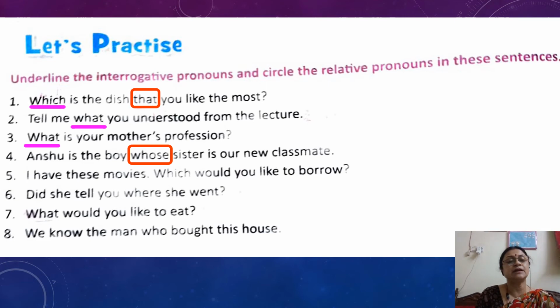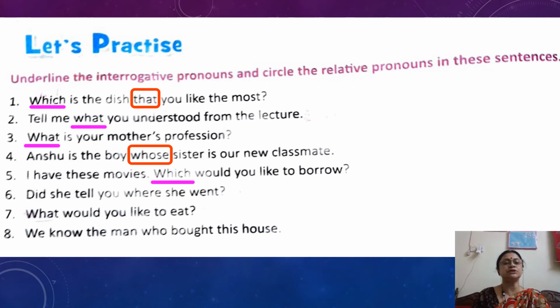Let me read number 5. I have these movies. Which would you like to borrow? So, here two sentences are there. In the second sentence, which is asking the question. So, which is an interrogative pronoun.